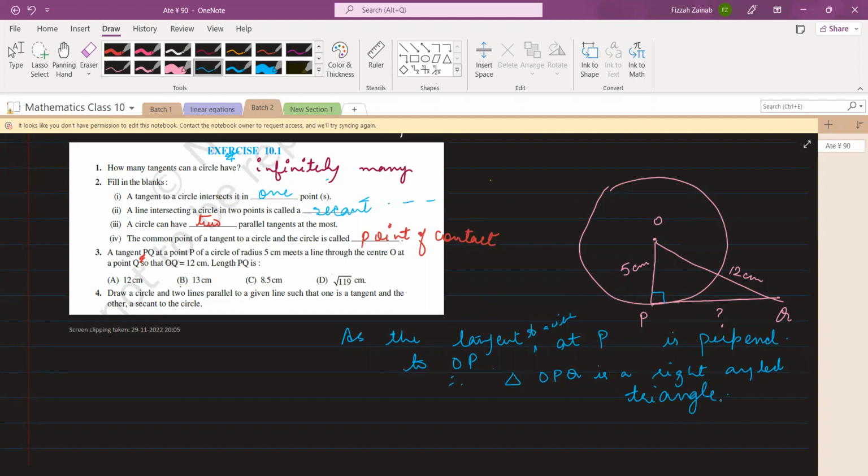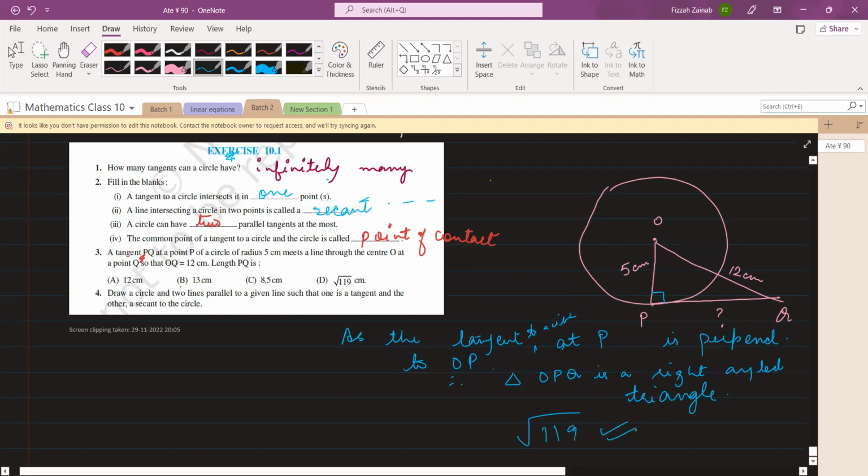Ma'am, under root 119. Okay, under root 119. Yeah, that's right. Yes, I'm now okay.